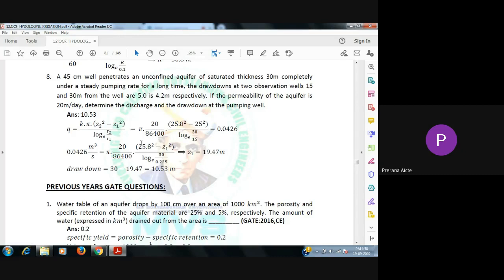So if you substitute all the things, finally Z1 square equal to 10.53 meters. The first one is 0.026 Q. After finding Q, you are supposed to substitute here. Understand? First, you are supposed to find out the discharge. Then you substitute the discharge again in this formula, and find out the drawdown at the pumping well, like this.